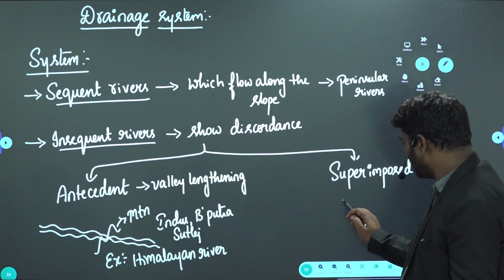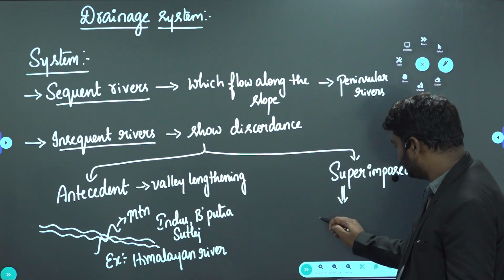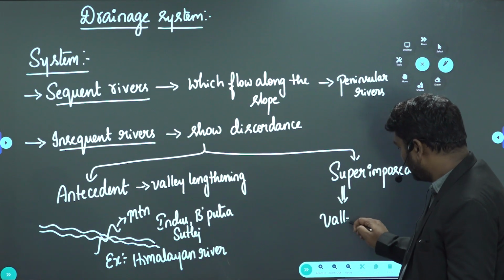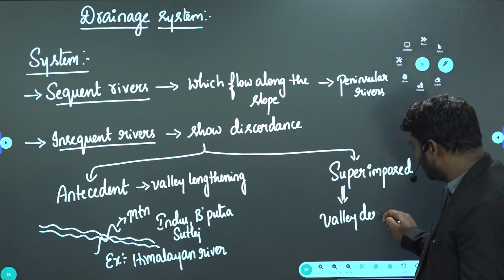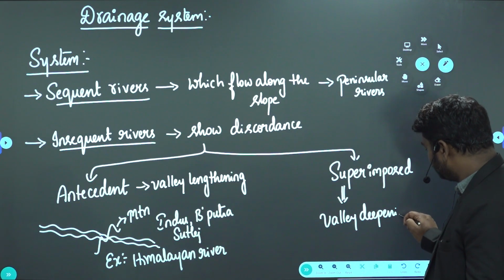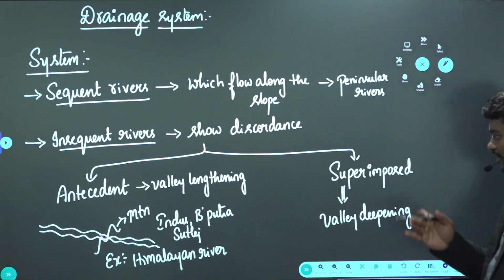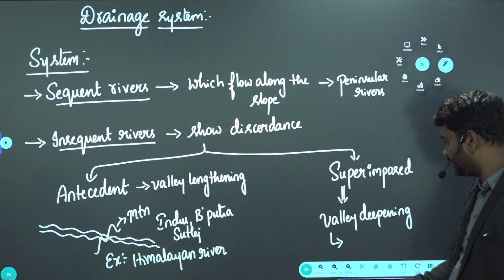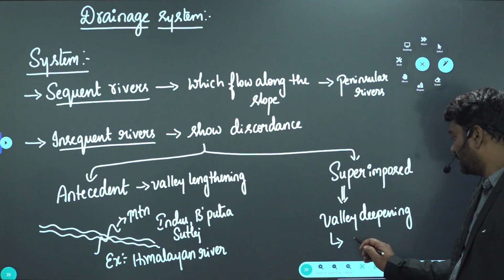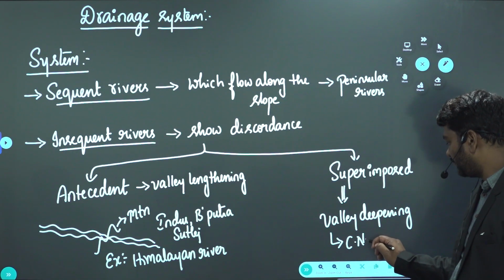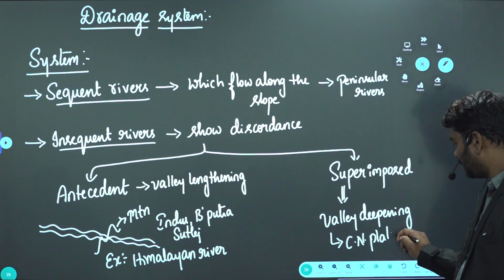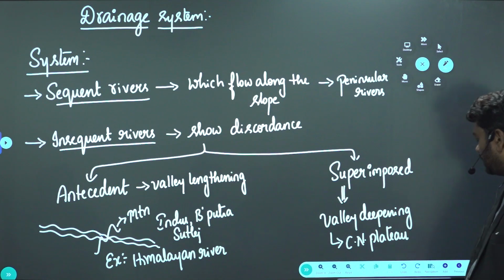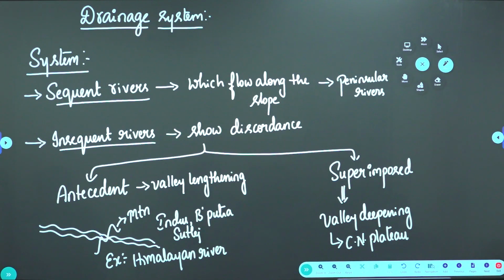Superimposed: when there is valley deepening, that is when there is vertical erosion, you will observe superimposed rivers. Example, rivers of Chota Nagpur Plateau.